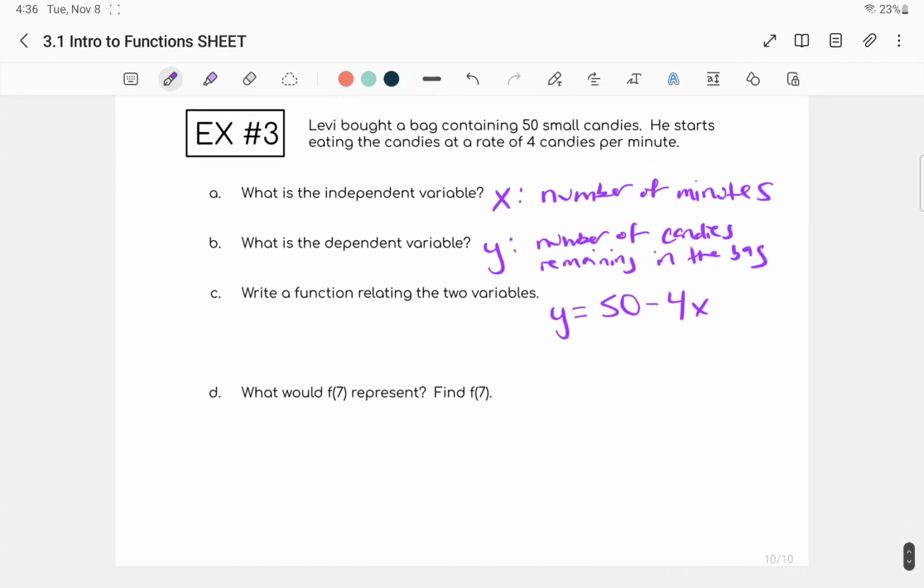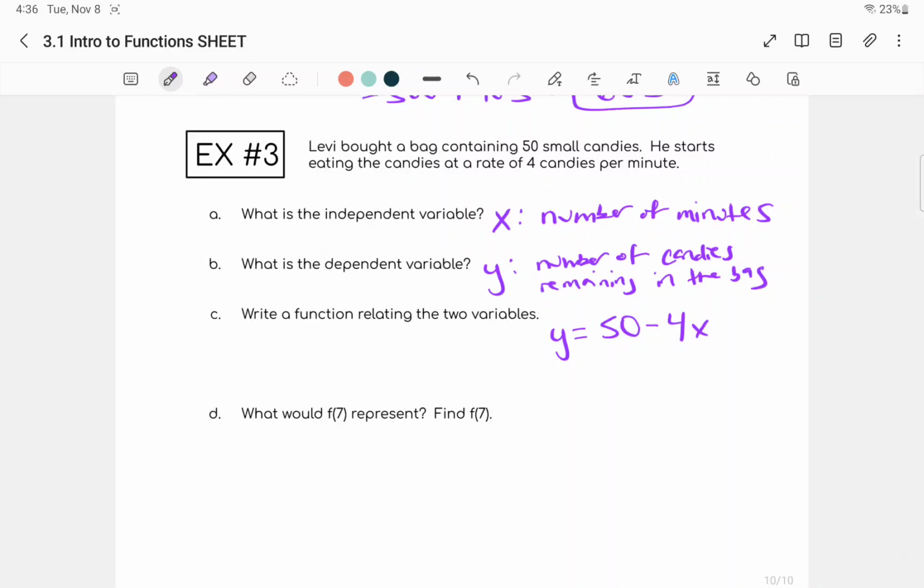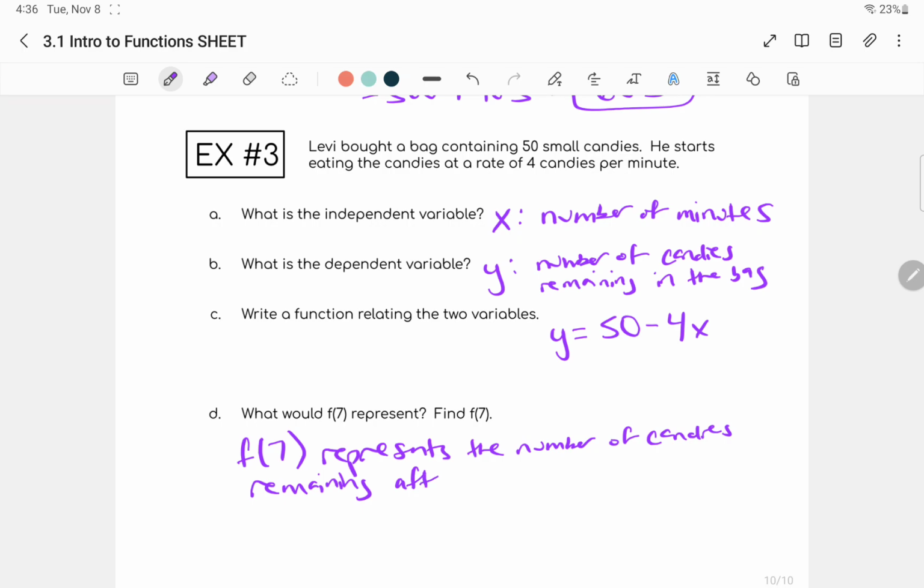So what would f of 7 represent? Again, even though we're still dealing with time, right? Our f of 7, when 7 is x, so that means that would be, let's see if you can get it. What would f of 7 represent? You can go ahead and pause and fill it out yourself or just keep listening. So f of 7 represents the number of candies remaining after 7 minutes.